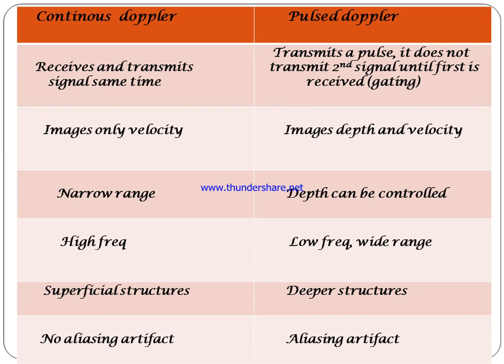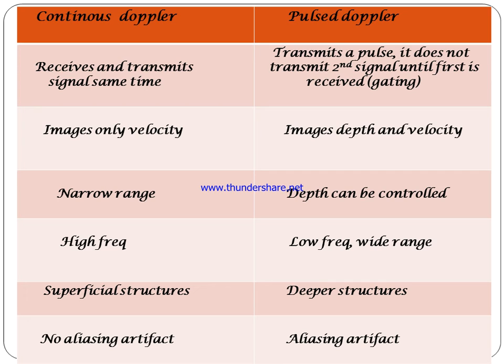Difference between continuous wave Doppler and pulse Doppler. In continuous wave Doppler, signals are received and transmitted at the same time, but pulse Doppler transmits a pulse and doesn't transmit a second signal until the first is received. Continuous Doppler images only velocity; pulse gives velocity and depth. In continuous Doppler there is a narrow range; in pulse, depth can be controlled.